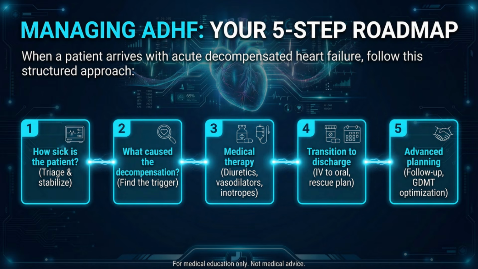Third, medical therapy. This is where we deploy our core treatments like diuretics. Fourth, the transition to discharge, a critical phase where we switch from intravenous to oral medications. And finally, step 5, advanced planning, which includes setting up close follow-up and optimizing long-term medications. Let's break these down one by one.